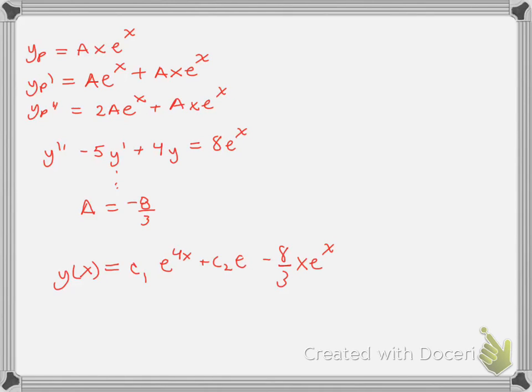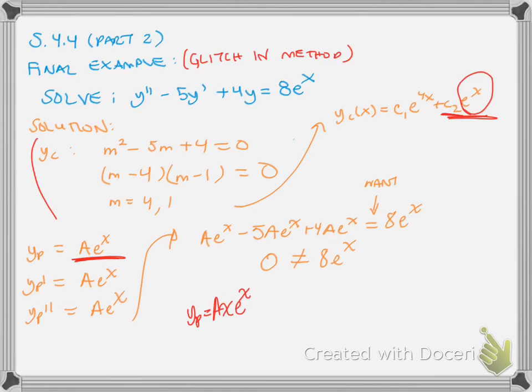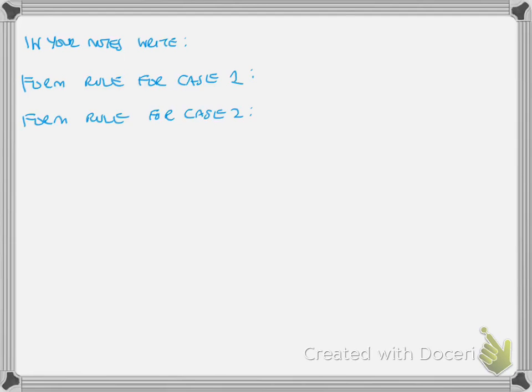Another way to think about it is remember your final solutions should be independent of each other. So that's another reason why we can't have duplicates when we set up our particular solution. In your notes, I do want you to write down the form rule. It's called form rule for case one. That's the regular one, looking at the particular solution setup from this table right here. And then form rule for case two. That's the new one, if you have duplicates in your particular and complementary solutions.